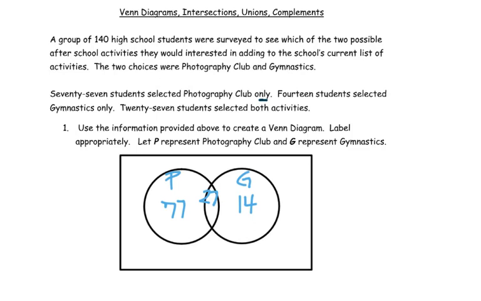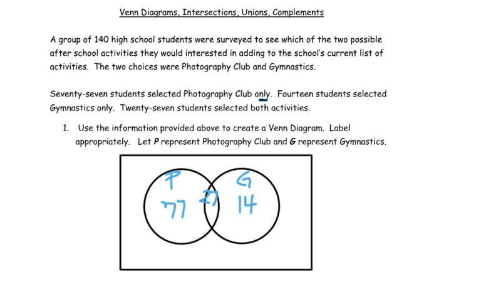Okay, so we're supposed to use that information to create a Venn diagram. All right, we've done that. We labeled it appropriately. That looks good. And P represents photography club, and G represents gymnastics. All right, awesome. So far, we've done everything we needed to do. Now, it says 140 students. And looking at this, I don't see 140 students in here.